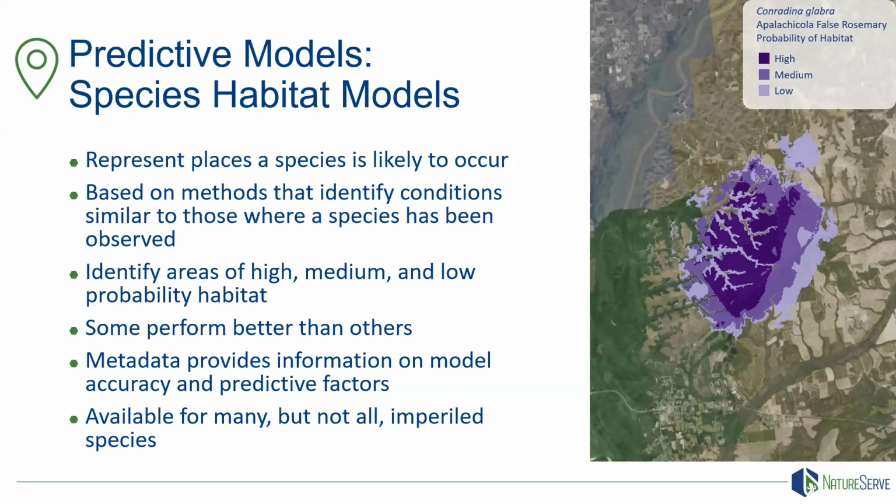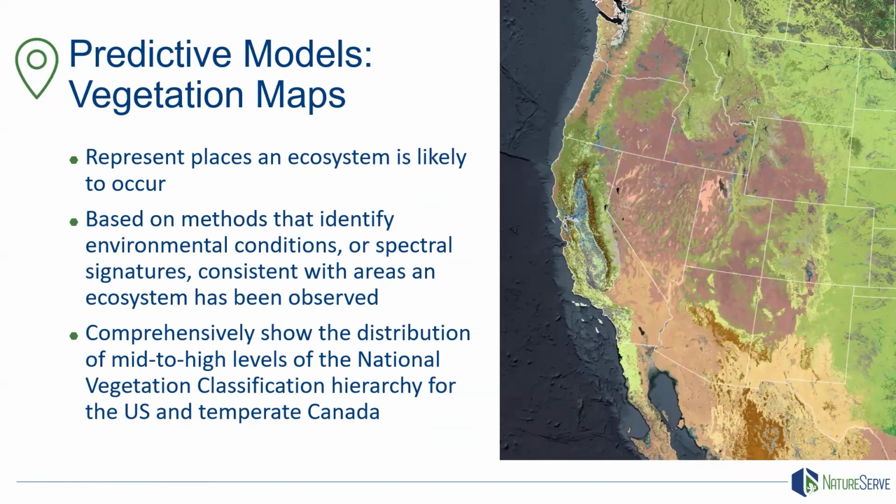Although some models perform better than others, we provide metadata indicating the confidence of each model that includes detailed information on why each model performed the way it has. Models are available for many, but not all imperiled species, but our modeling team is continually creating and improving our library of habitat models. We will go into a little more detail about species habitat models in part 2B of this training. Our other predictive data product is our vegetation maps.